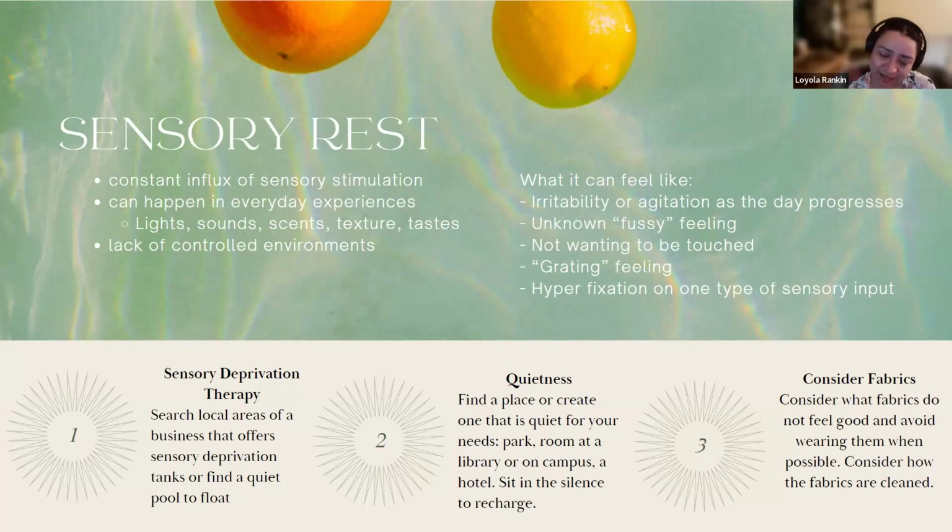Quietness. This one can be tough, just depending on where you are and where you live. It doesn't have to be dead silent. It can be a park or a room at a library or on campus, a hotel room. You can still hear other things, but you're not forcing noise to occur, and noise is not actively happening. So you wouldn't do this at a construction site, you know what I mean? You want something to just sit in silence and recharge. That is most helpful.